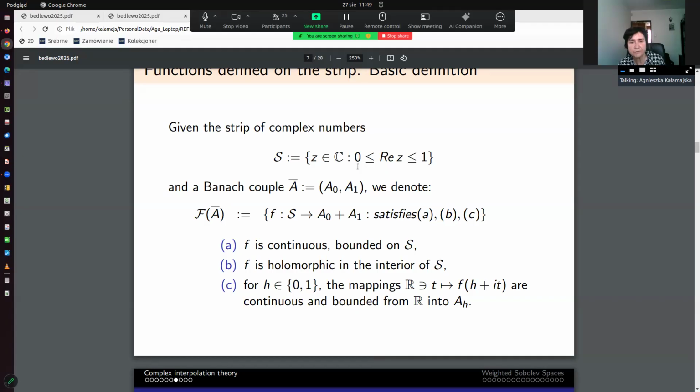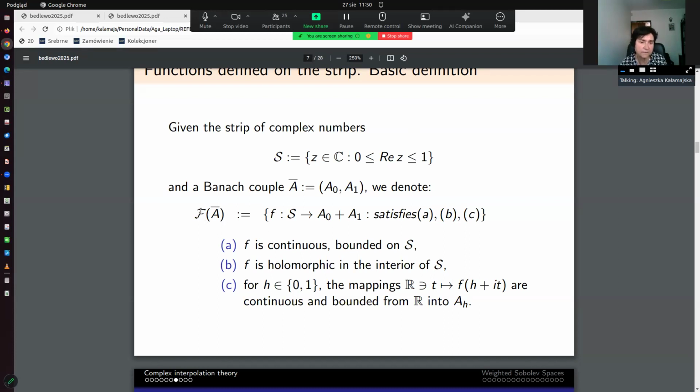So when I restrict F to the left-hand side of S, I have a continuous function to A0. When I restrict F to the right-hand side of S, the right boundary of S, I have a function which is continuous into A1. We should remember this.